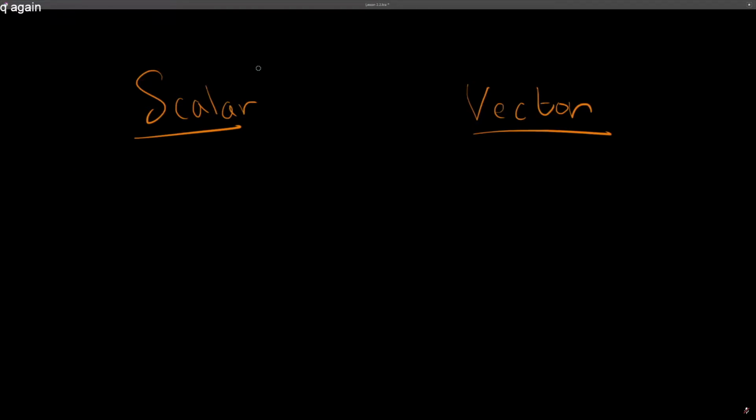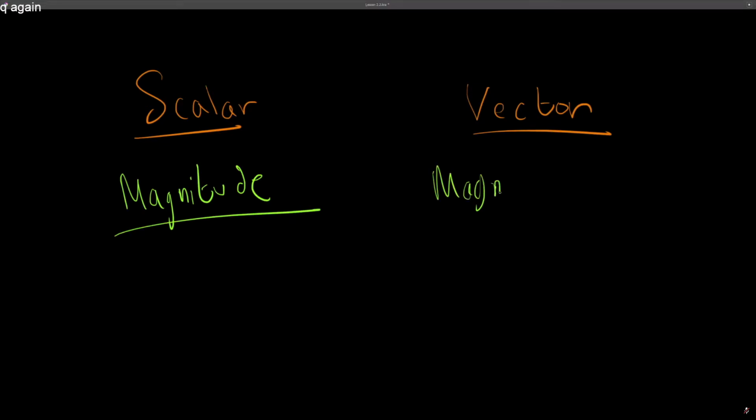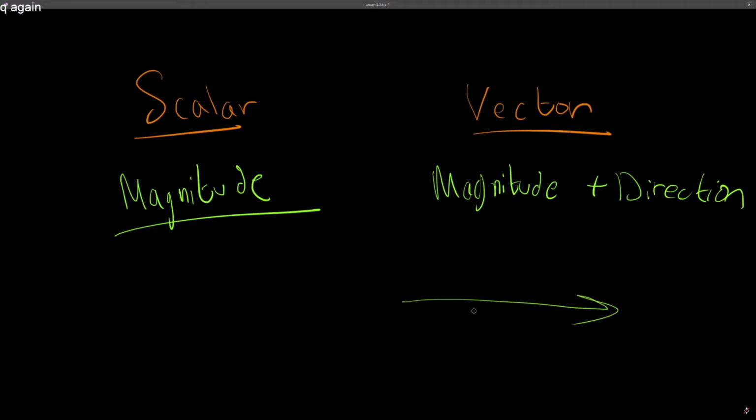So the two quantities we have are scalar quantities and vector quantities. As we mentioned before, a scalar quantity only uses the magnitude, and vector quantities have both the magnitude and the direction. Now, it's important to note that the direction is referred to with an arrow, with the arrow pointing where it is going and the length of the arrow potentially being the magnitude.